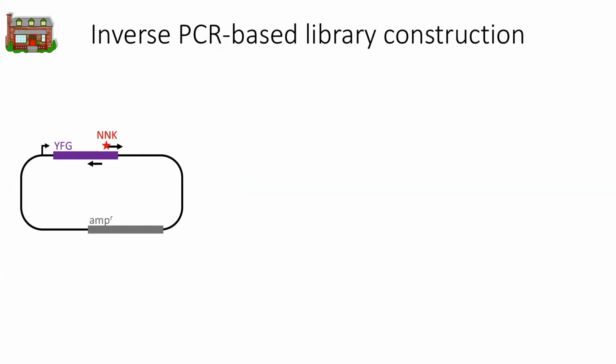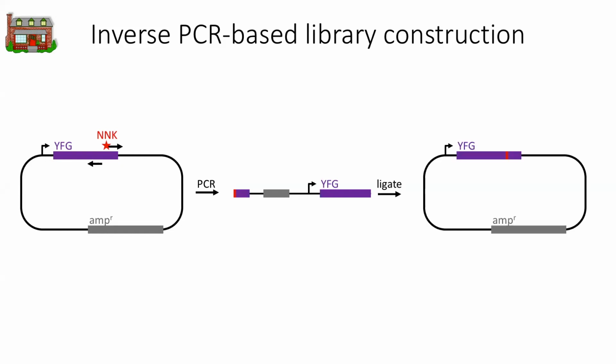All right, inverse PCR based library construction is a relatively straightforward way to make NNK or similar type codon substitutions. The idea here is you order 2 primers for each codon that point outwards from each other and touch tail to tail. And the NNK comes on the very 5' end of one of those primers. So you just amplify and then religate, and now you've got your NNK substitution. This is obviously just for one codon, so you've got to do this for every codon that you care about.